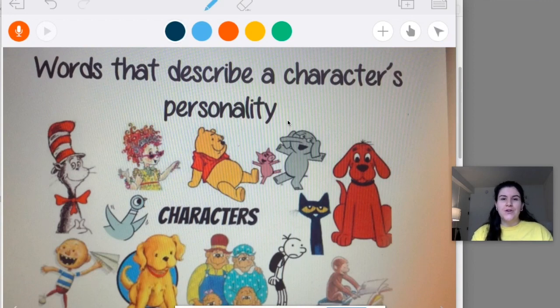Take a moment and either in your brain or with someone next to you, think or talk about how you would describe some of the characters that you see in this picture. What words would you use to describe their personality? Okay, you had a moment to do that, and I'll tell you some things that I thought of.